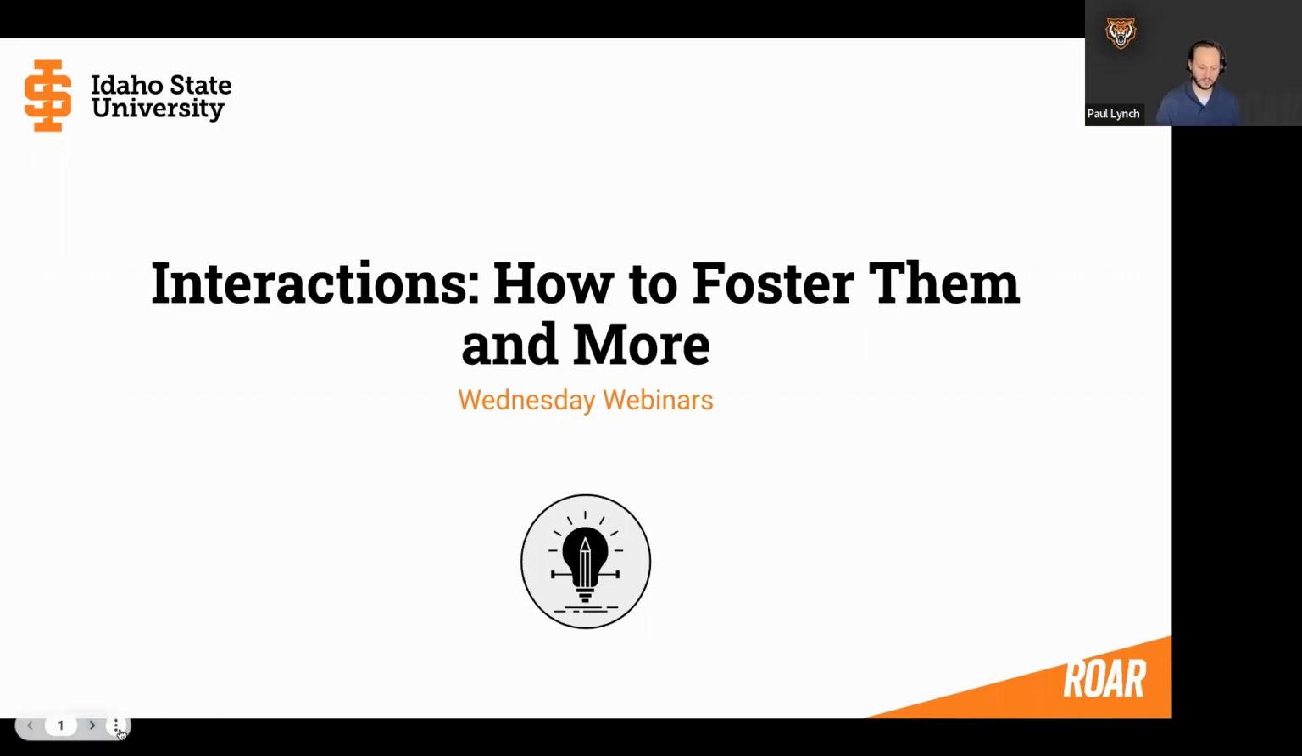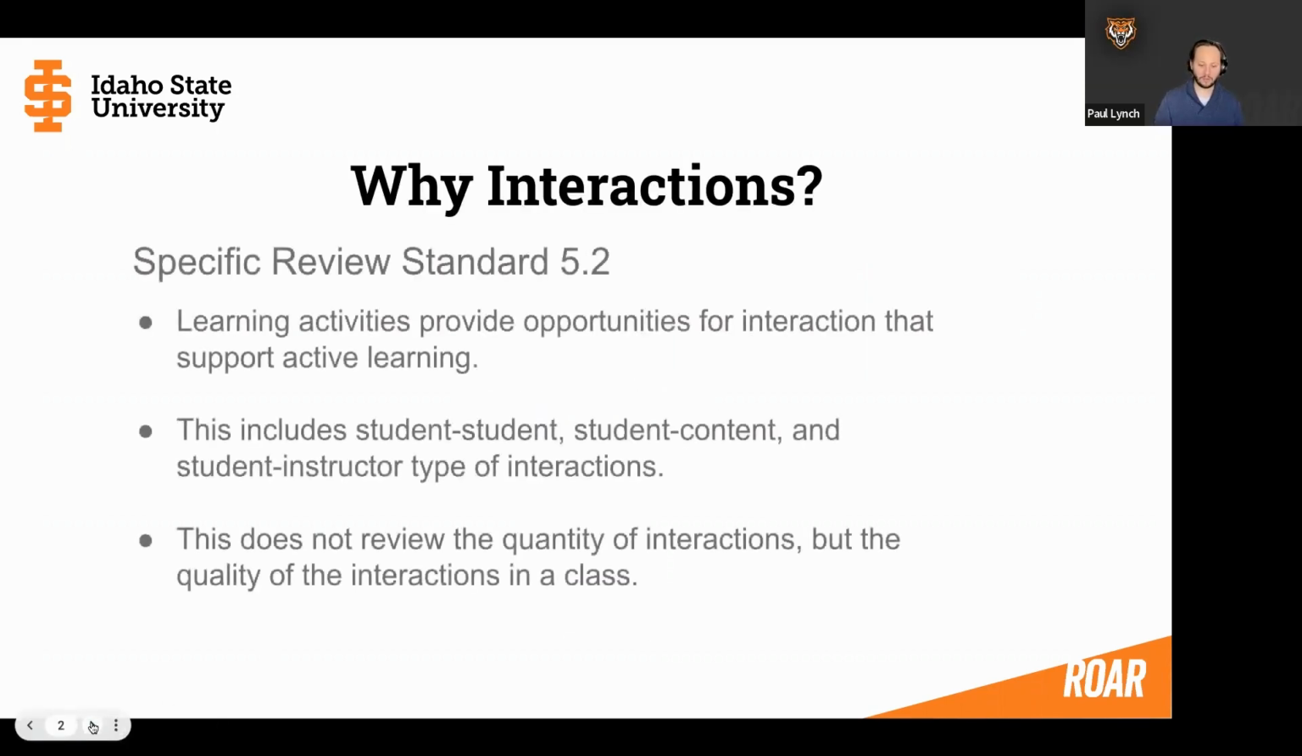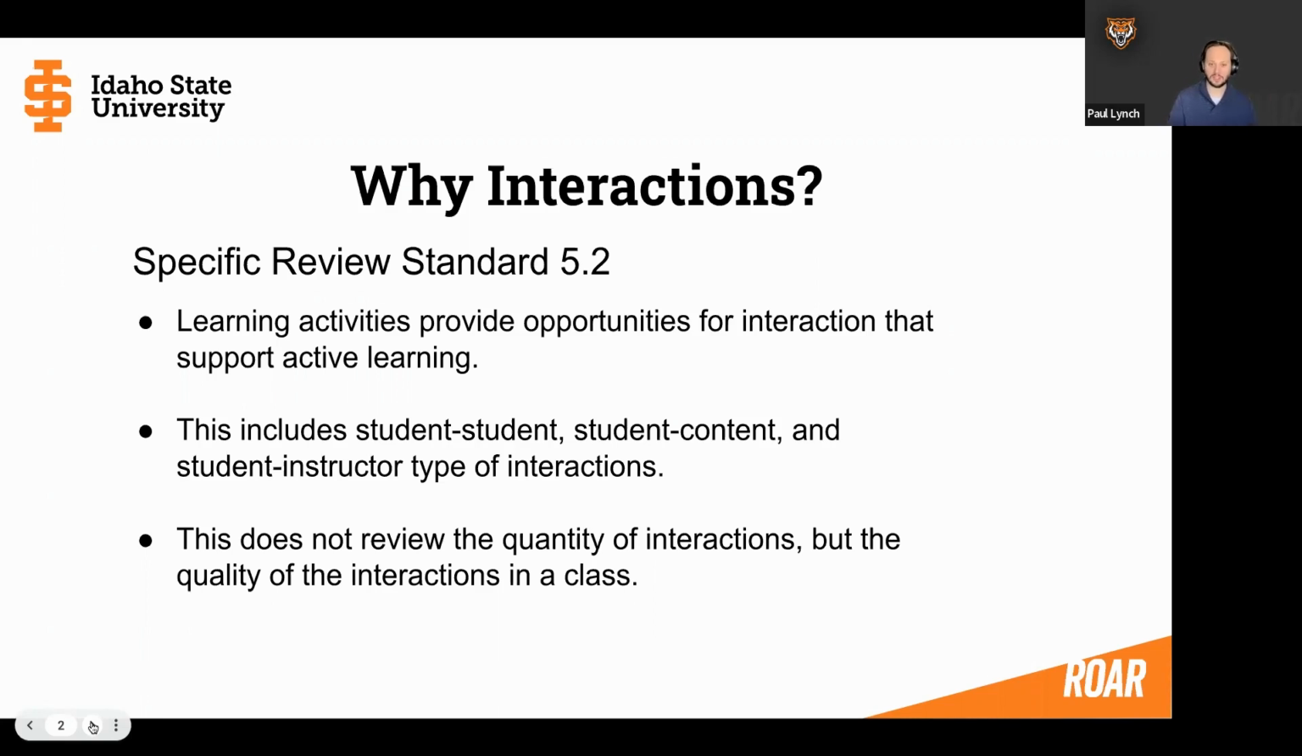Great. Thank you, Sasha. So first, why interactions? This comes from Specific Review Standard 5.2 of the Quality Matters rubric, which states, learning activities provide opportunities for interaction that support active learning. These types of interactions include, as Sasha just stated, student-to-student, student-to-instructor, and student-to-content. These interactions must encourage active learning. This does not review the quantity of interactions, but rather the quality of interactions that you have in a course.